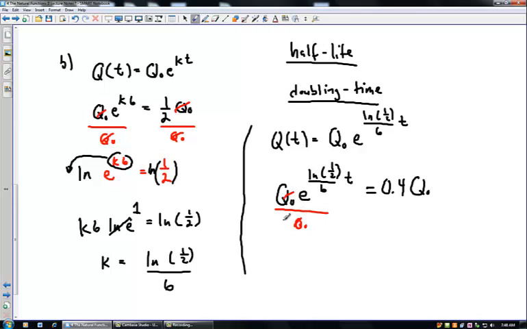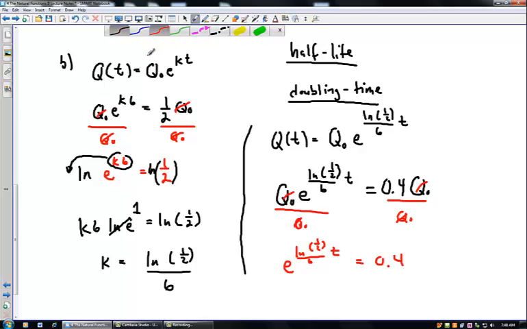They are going to cancel on this side, and they're going to cancel on that side. And so I'm going to be left with e to the ln of 1/2 divided by 6, still a t up there, equal to 0.4. And I have to bring that whole expression in the exponent down. So what am I going to do? I'm going to do what to both sides? I'm going to use that other natural function, the ln function, and apply it to both sides, because I know properties of ln's, this thing can now come down in front.